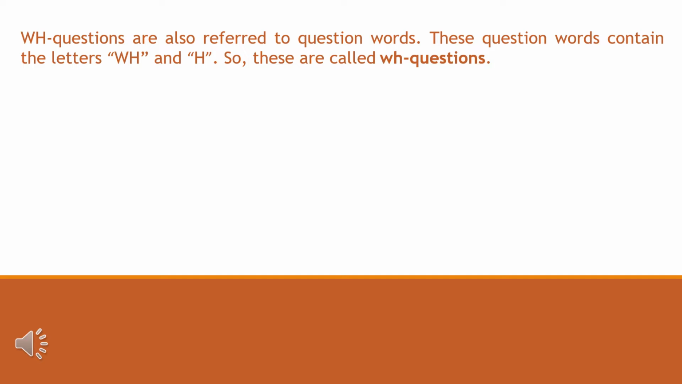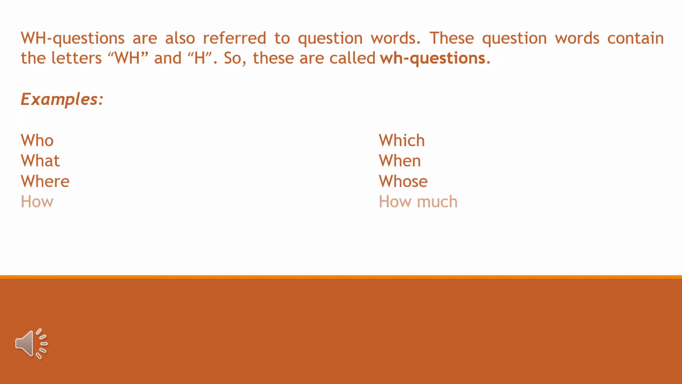So these are called WH questions, and the WH words are who, which, what, when, where, whose, how much, how many, how old, how far, and how long. So we can say that WH questions begin with what, which, who, when, where, whose, how much, how many, how long, how far, and we use them to ask for information. And it is clear that the answer cannot be yes or no.